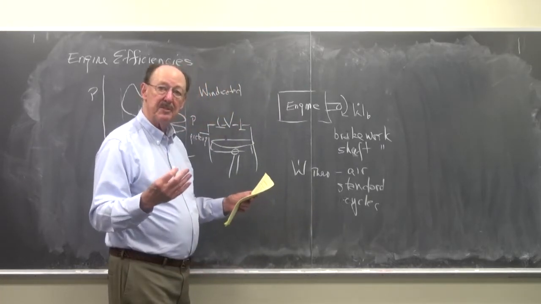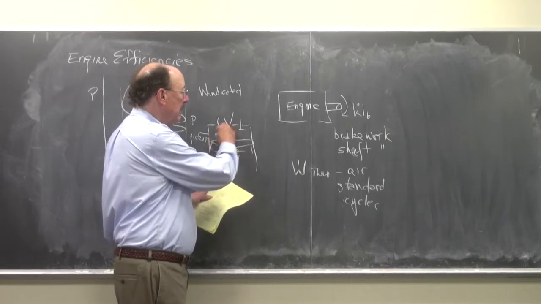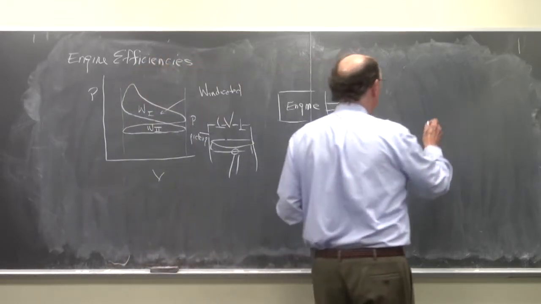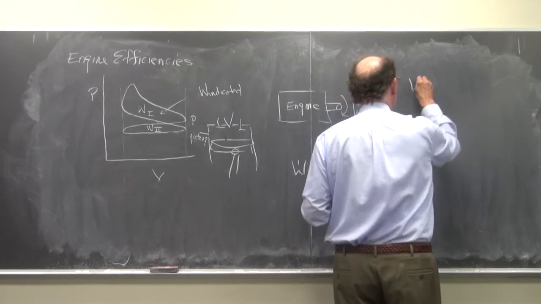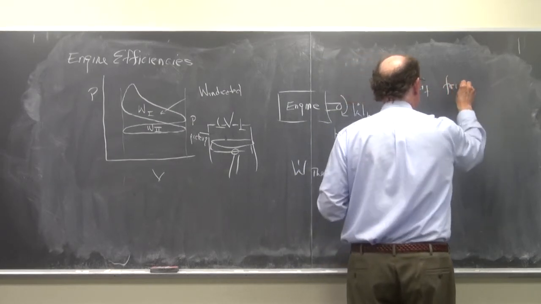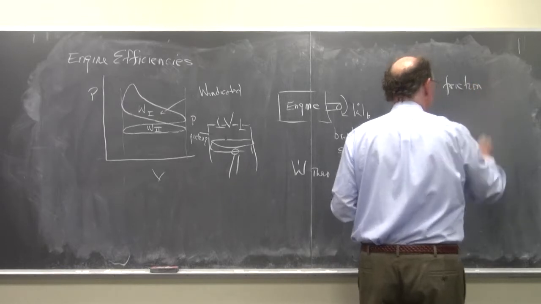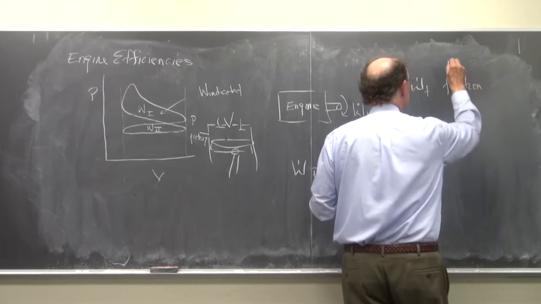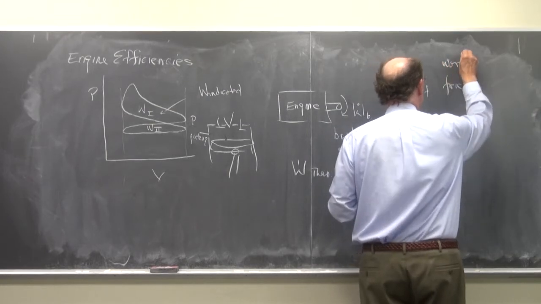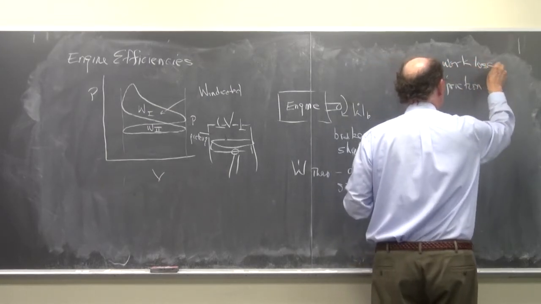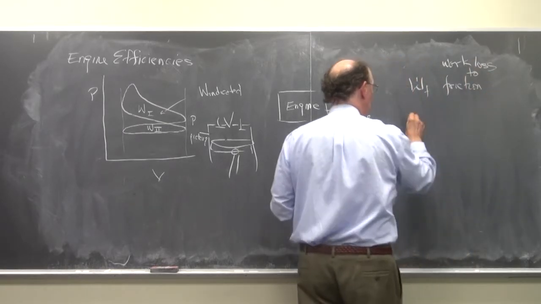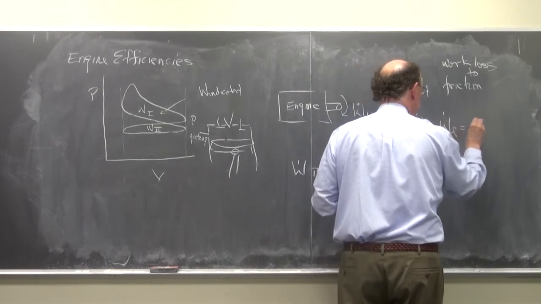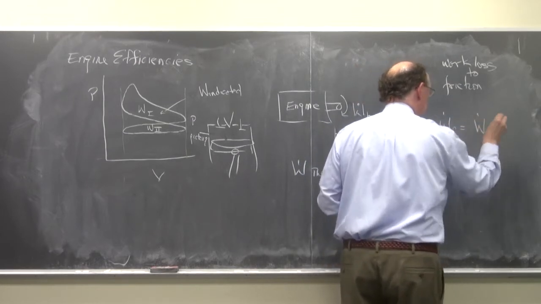So from the air standard cycles, and we've spent time doing that. And the difference between the indicated work and the brake work is the work lost to friction. So we have W dot F, our frictional work. So this is friction, or the work lost to friction. So W dot I minus W dot F is equal to W dot B, the brake work.